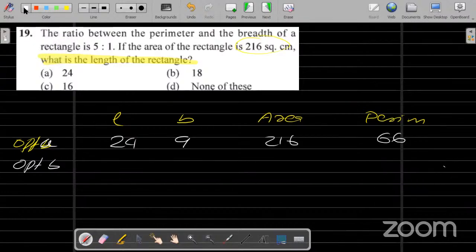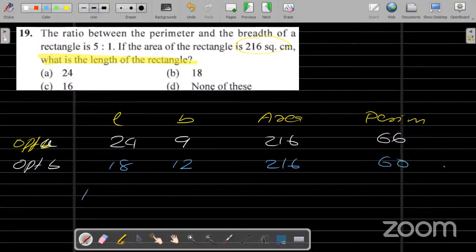Option B: length is 18. And the area is given as 216. So 18 into 12 is 216, so the breadth is 12. Then the perimeter will be 2 into (L plus B), 2 into 30, which is 60.